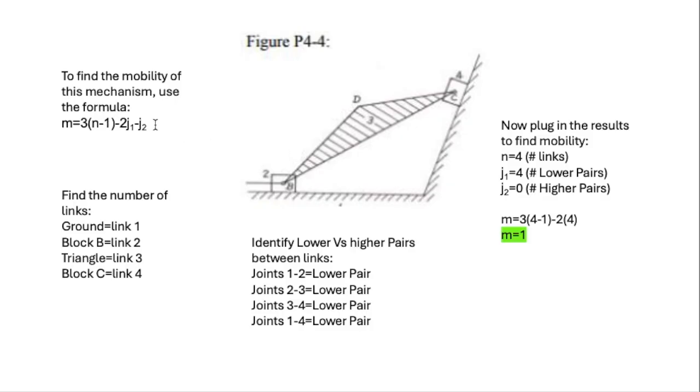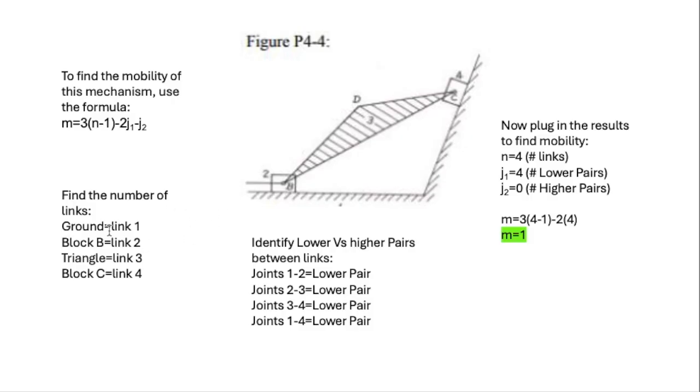You have to start off with the formula. You have this formula for mobility. You keep in mind what N, J1, and J2 are. They're marked here: number of links, number of lower pairs, number of higher pairs. Okay? So how are you going to find your number of links?